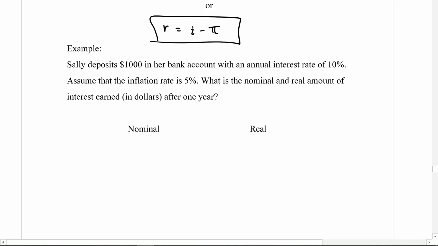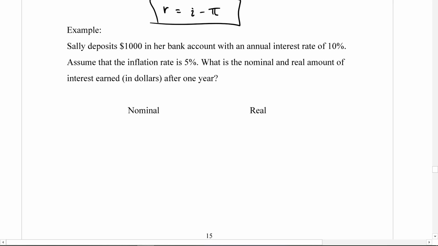A very common example is in your own personal bank account. Suppose you put a $1,000 deposit into your bank at a rate of 10%, very high for today's rates, but assume a 10% annual interest rate and a 5% annual inflation rate. So what's the nominal and real amount of interest earned after 1 year? The nominal rate is just the $1,000 times the 10% interest, which is equal to $100 in interest.